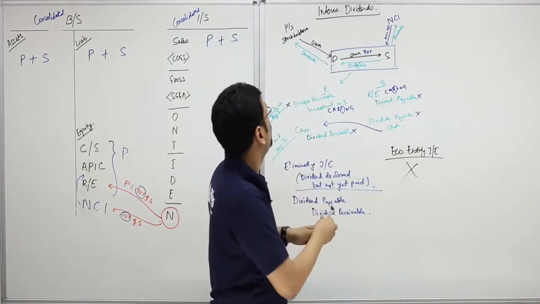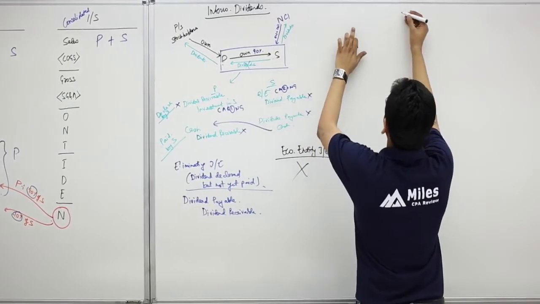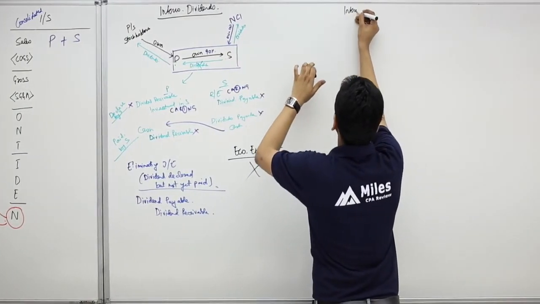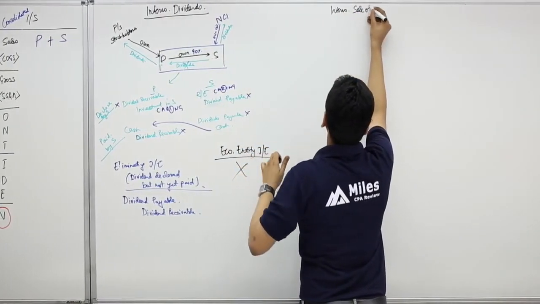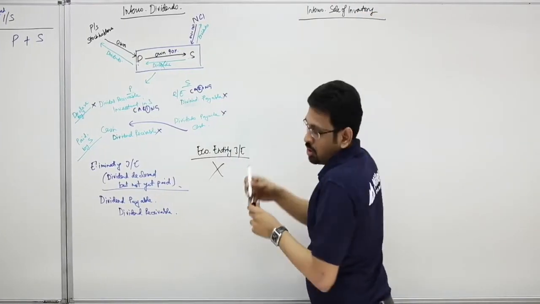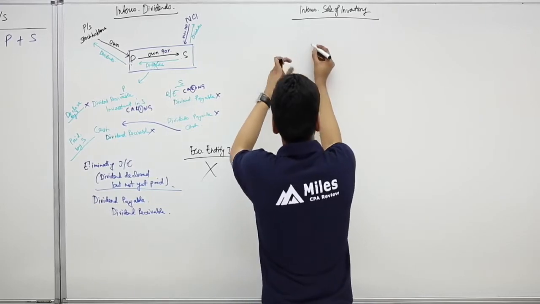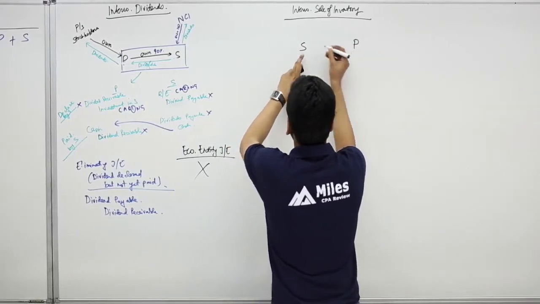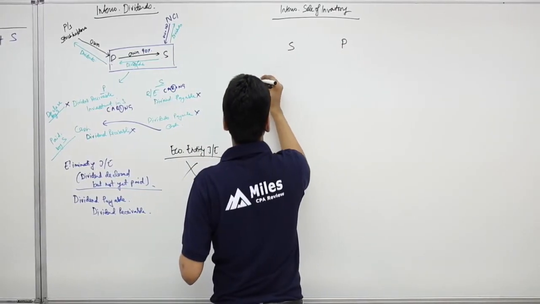Let's look at this. We're looking at intercompany sale of inventory. So let's say we got the sub and the parent. Sub purchases goods from its vendors.